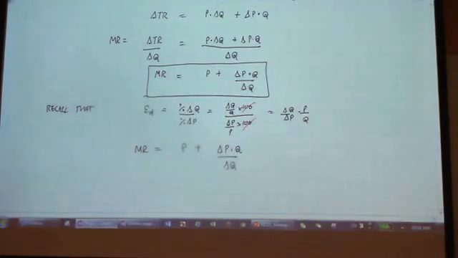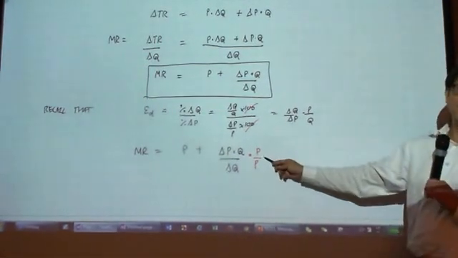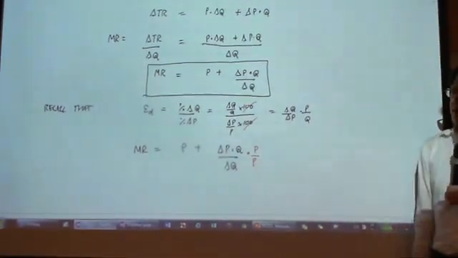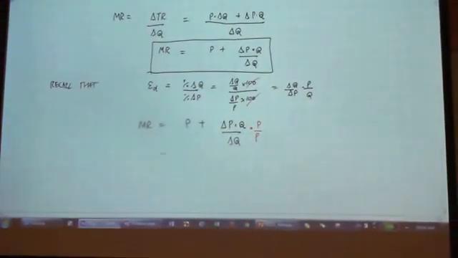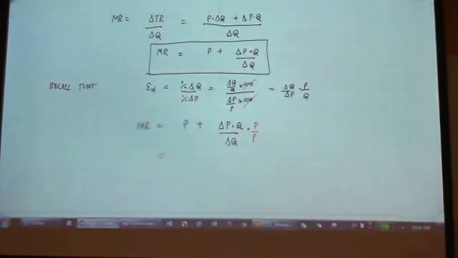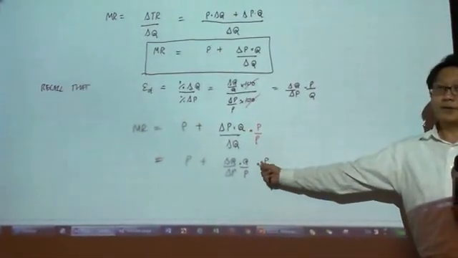Copy down MR again. Let's multiply this term by P over P. Nothing changed, and you just try to play with this term, just like multiplying by 1. Okay, what do you get then? P plus, let's rearrange a little bit, delta Q over delta P times Q over P times P. I just rearranged this a little bit.